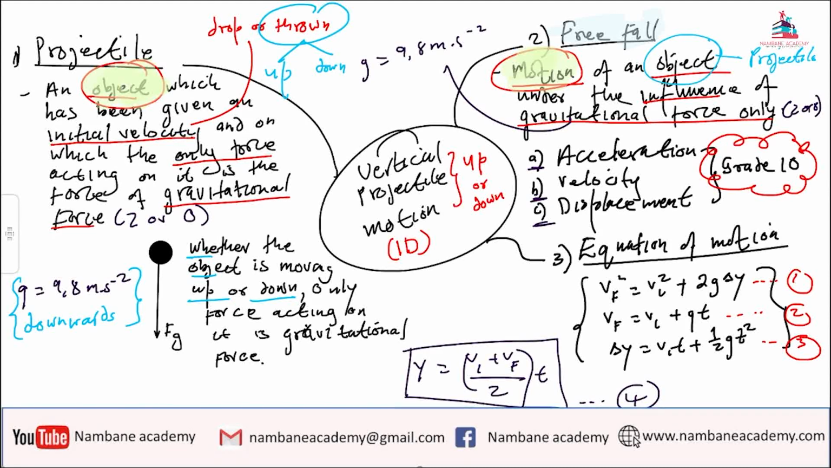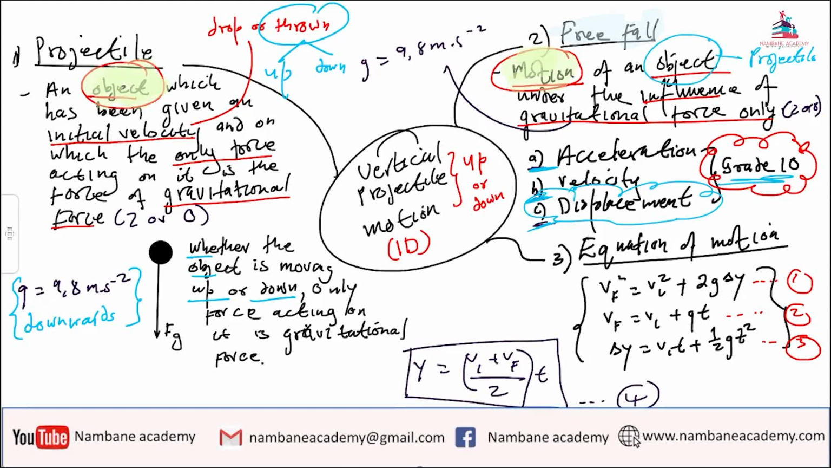However, from grade 10, ladies and gentlemen, we must know acceleration, velocity, and displacement. Why? Because acceleration is there, 9.8 downwards. What is acceleration? The rate of change in velocity. What is velocity? The rate of change in displacement. What is displacement? The total distance covered. Then you give nice definitions from grade 10.